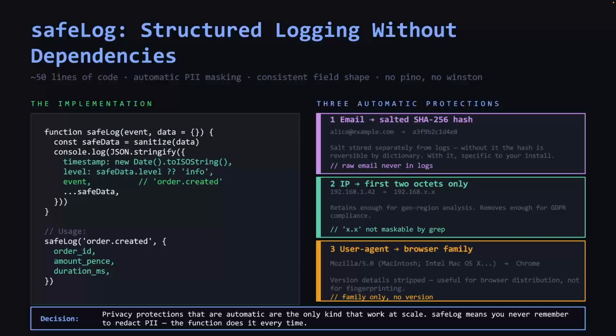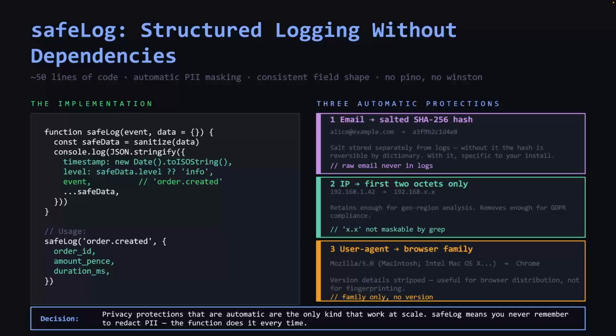And the third protection: user agent to browser family. The full user agent string is reduced to the browser name only: Chrome, Safari, Firefox. The version details are stripped. It's useful for browser distribution analysis, not useful for fingerprinting. Privacy protections that are automatic are the only kind that work at scale. safeLog means you never have to remember to redact PII. The function does it every time for every caller.